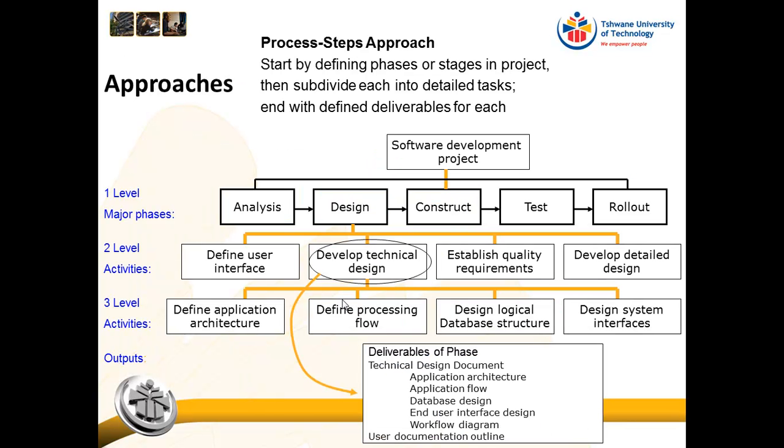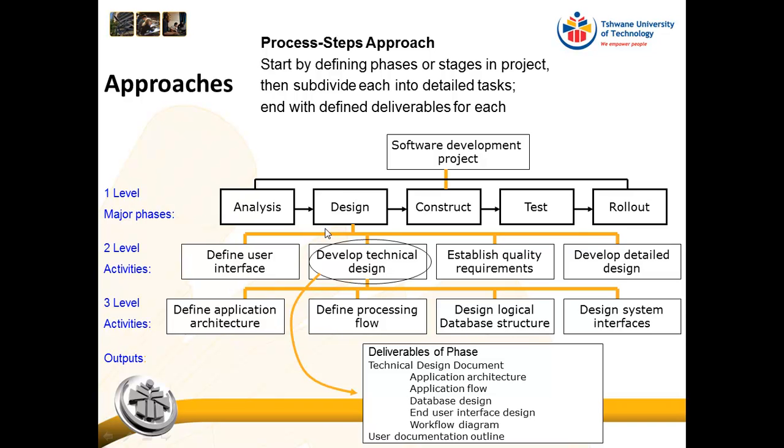Okay, so here is a process step approach. So here we start by defining the phases or stages in the projects, and then we subdivide each into detailed tasks, and we end with the defined deliverables for each. So here you can see is our project life cycle: analysis, design, construct, test, roll out.